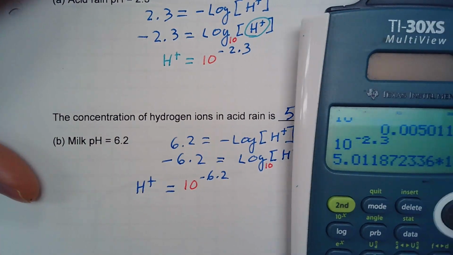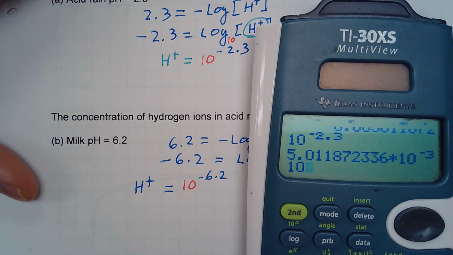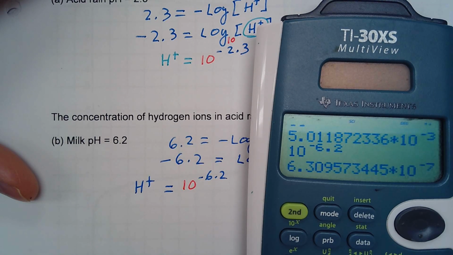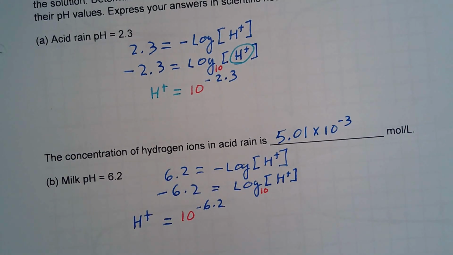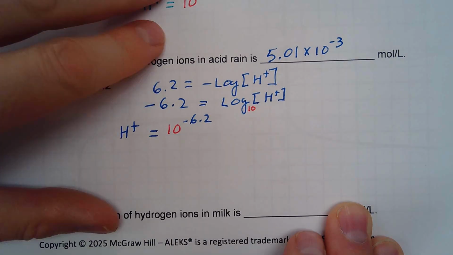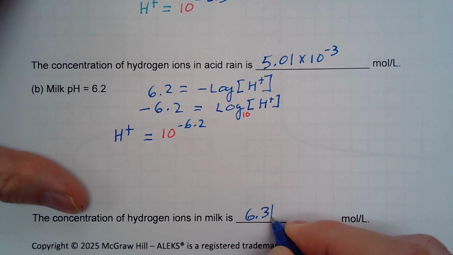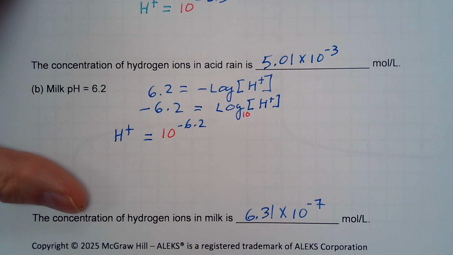Now, the good news, my calculator is already in scientific notation. So I should be able to pop it in. It's going to give me the answer. So that'd be 6.31 times 10 to the negative 7, in moles per liter.